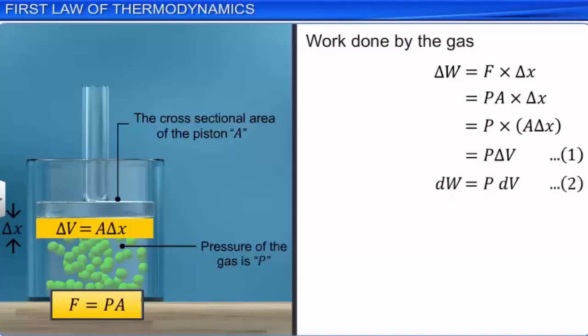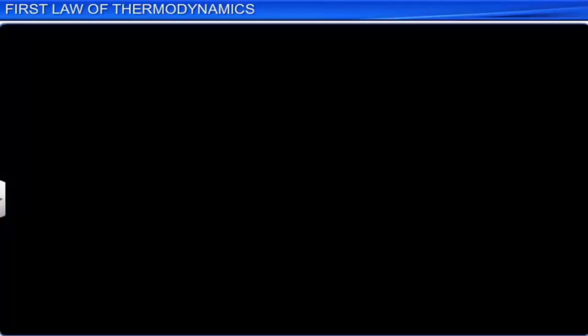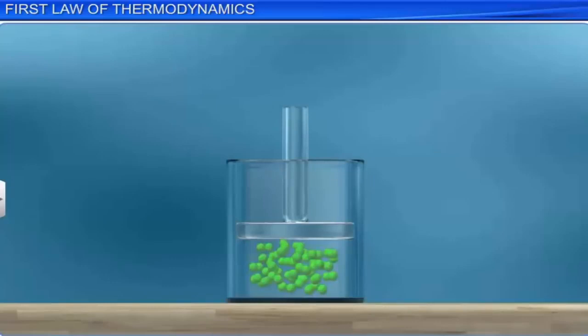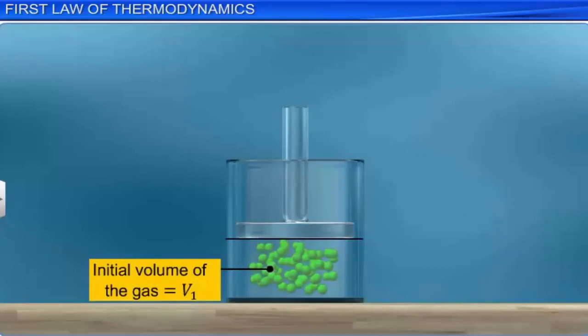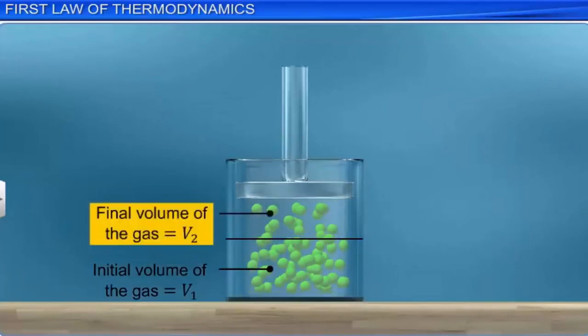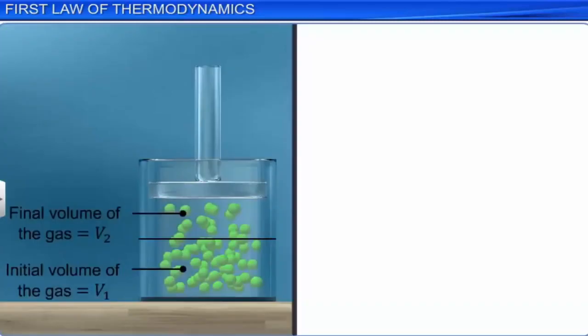Now, if we consider the expansion of the gas from its initial volume of V1 to a final volume of V2, then the total work done by the gas can be written as W is equal to integral dW between the limits V1 and V2, which is equal to integral P dV between the limits V1 and V2. Let this be equation 3.